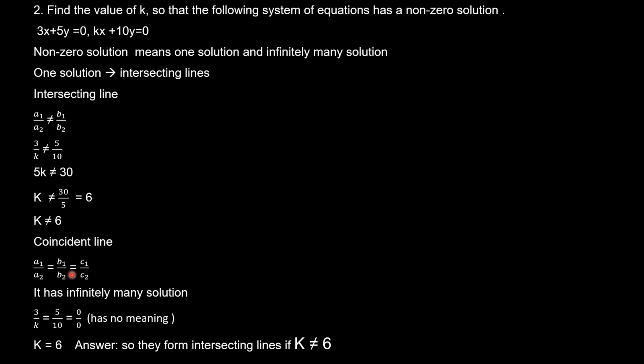So next is the coincident line. If it is a coincident line, a1 by a2 equal to b1 by b2 equal to c1 by c2, and it has infinitely many solutions. But here you see the 0 by 0 does not have any meaning at all. So we have to take this as an intersecting line and end this problem with k is not equal to 6. Okay. Shall we go to the next problem?